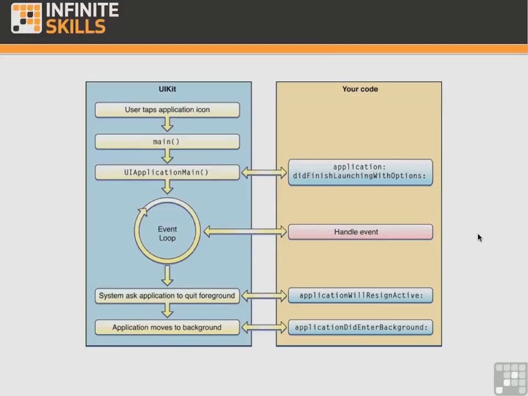And when the application did finish launching with options method is invoked on the right side, your app is in an inactive state. Unless your app does some kind of background processing, when your app becomes active, it will receive the application did become active message when it enters the foreground. That's when it becomes the application that the user sees on the screen.